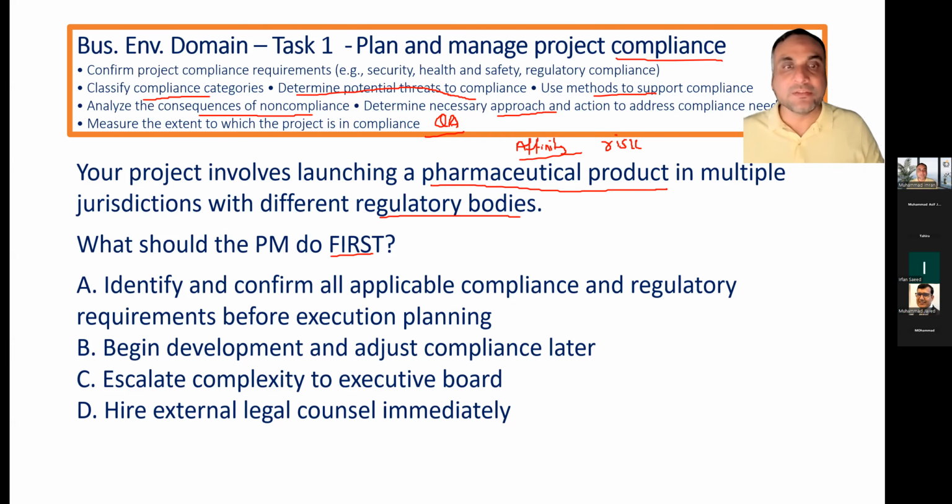Begin development and adjust compliance later. Escalate complexity to executive board. Hire external legal counsel immediately. Exactly. So this is actually the correct answer. And if you don't have the legal expertise available, then do this. Very good. Let's go next.